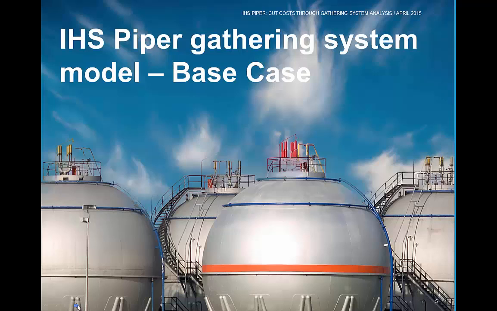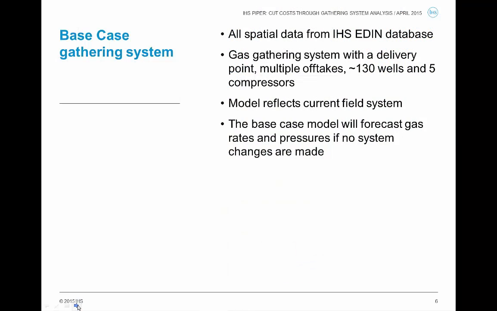The first thing we're going to do is look at the base case. The base case for the gathering system is the scenario where nothing has been changed. This is as the system exists in the field today. All the spatial data in this model was brought in from IHS Eden, as I mentioned earlier. It's a gas gathering system with a delivery point, multiple offtakes, about 130 wells, and 5 compressors. If we use the base case model to run forecasts, it's going to forecast gas rates and pressures that would be the case if no system changes were made.